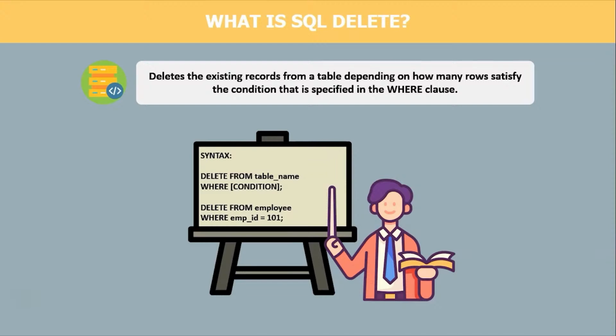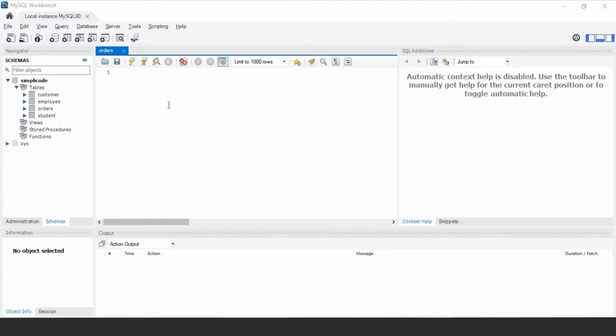Now that we've got an idea on what SQL delete is, let us jump directly into the MySQL Workbench and get into the execution part. As you can see, MySQL Workbench has started, and on the left side you can view the various tables that are present in our database SimpliCode.